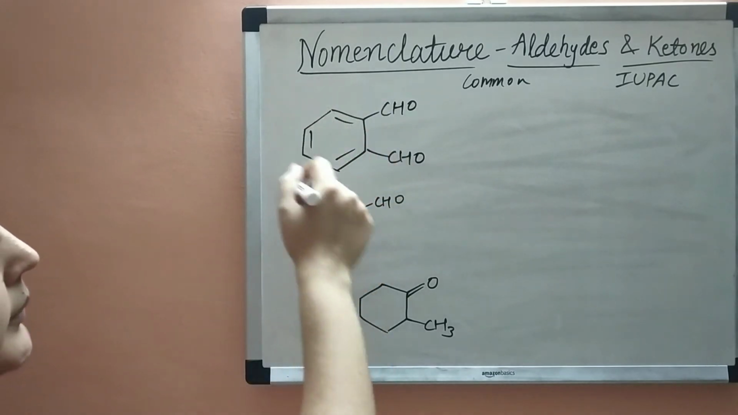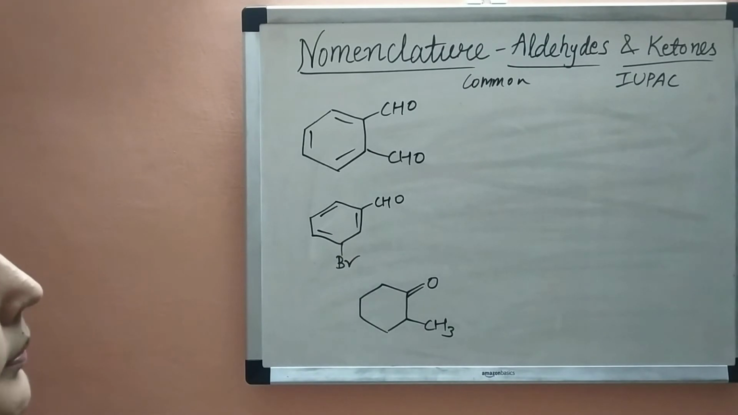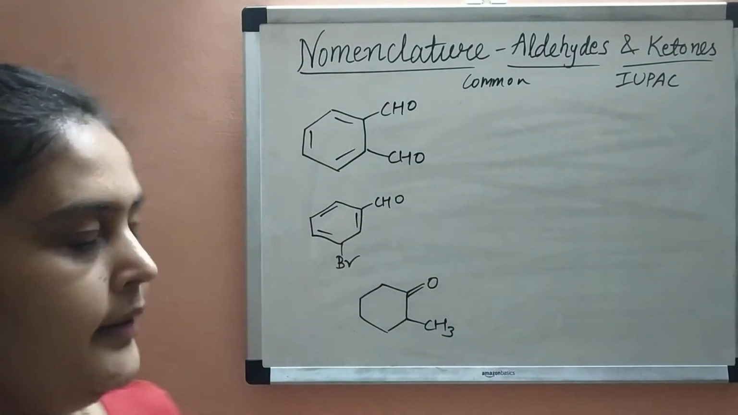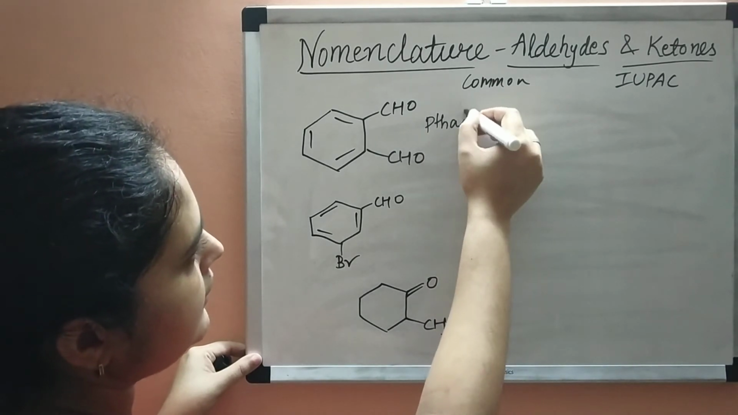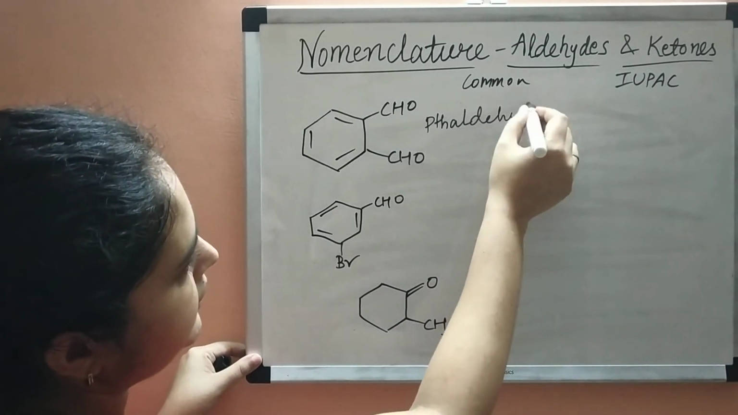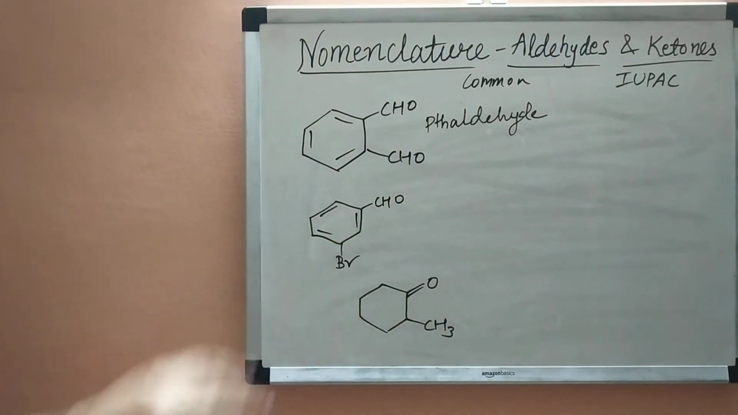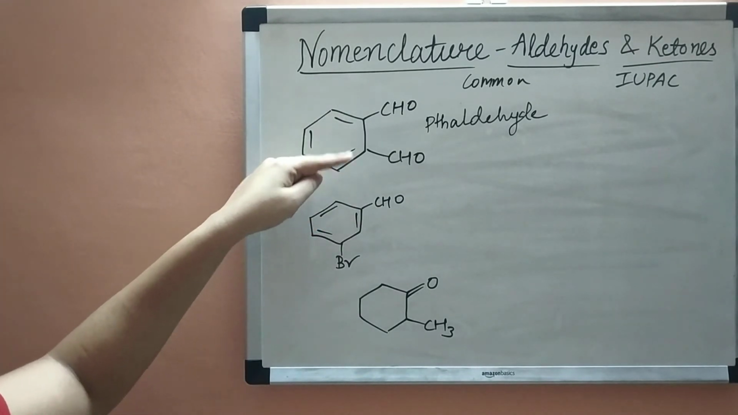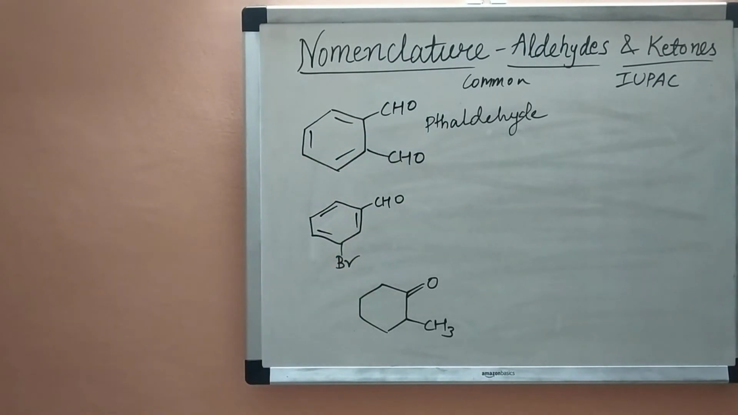It has got the benzene ring and 2 aldehyde groups. So it will be named, the common name, phthalaldehyde. So it is the common name. Now we have to know that when there are 2 aldehyde groups on the benzene ring, adjacent to each other, it is known as phthalaldehyde.